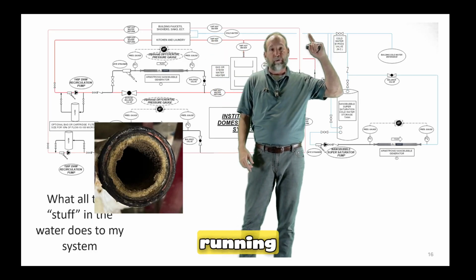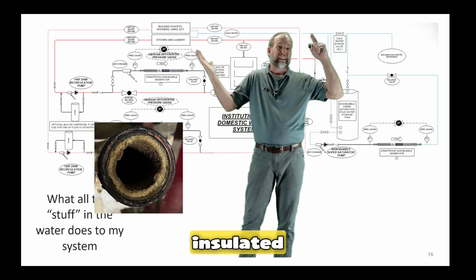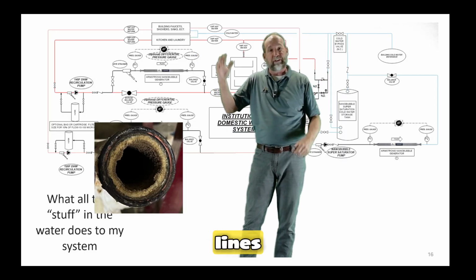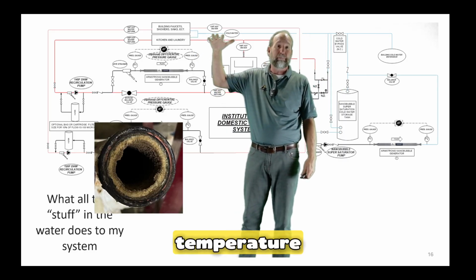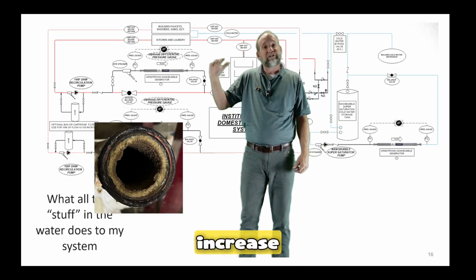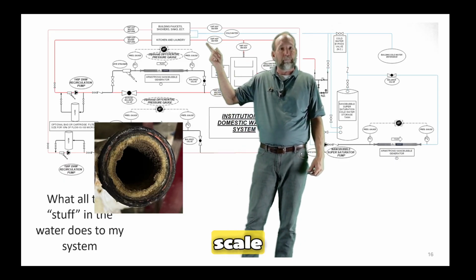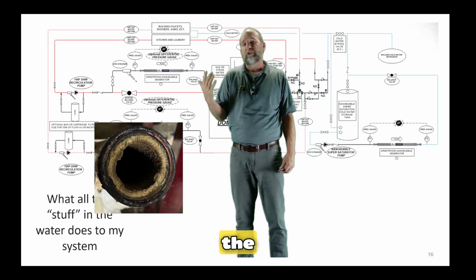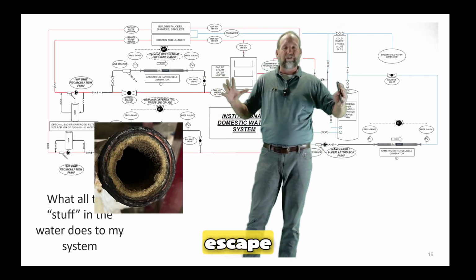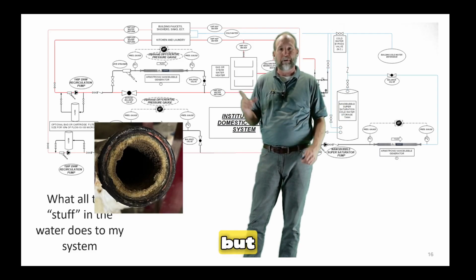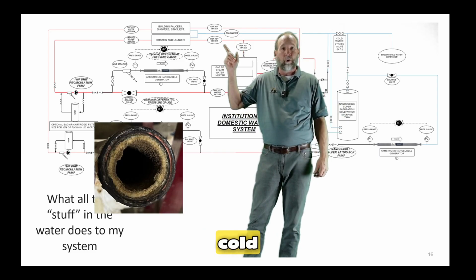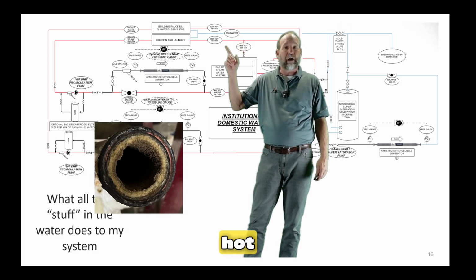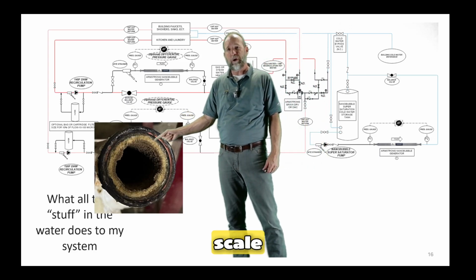Maybe these pipes are running next to steam lines. Maybe they're not insulated. It's an old building. So those cold water lines can actually start to get up in temperature, and as they increase in temperature, they will drop out scale. Okay, so the cold water lines will drop out scale. The hot water lines will drop out scale much, much faster, because the faster you heat the water up, the faster the minerals try to escape from the solution and stick to the pipe. But you can have scaling in both the hot and the cold. You can also have bacteria in both the hot and the cold. And as that scale builds up, it sticks to the pipe really, really bad like that.